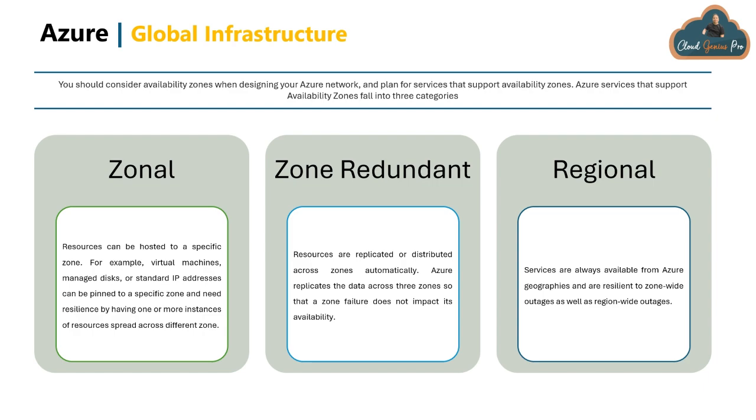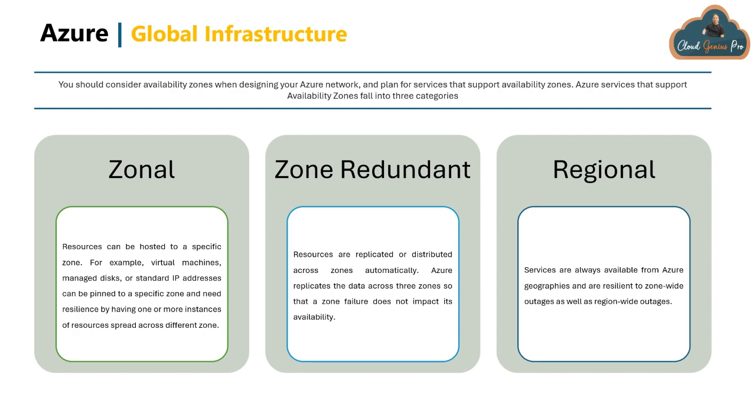Zone redundant is the second kind of classification. The name is self-explanatory: here zone redundancy will be there. Data or resources will be distributed between different availability zones automatically. Azure usually replicates the data across three availability zones to ensure that if one zone fails or faces an outage, the overall ecosystem will not get impacted and the other two zones will serve the purpose. In these two models, data will reside only in one region.